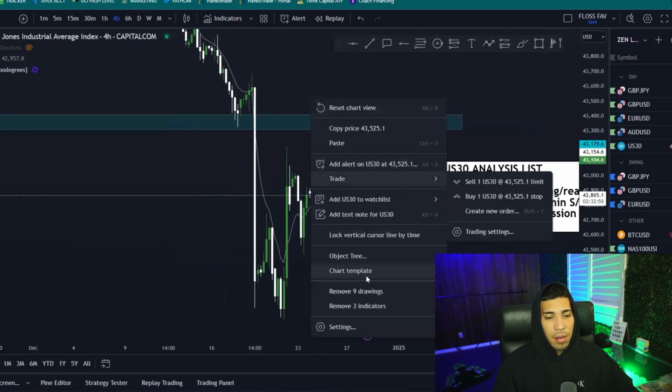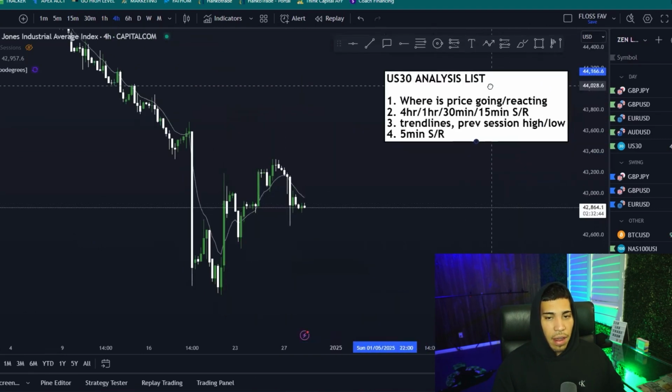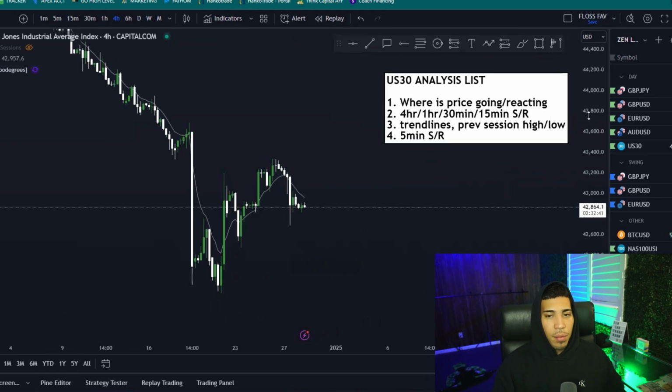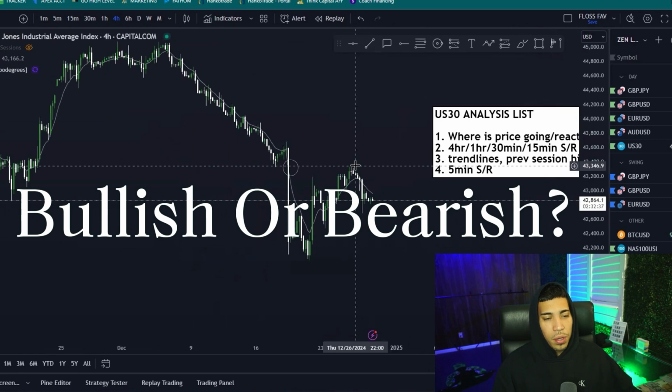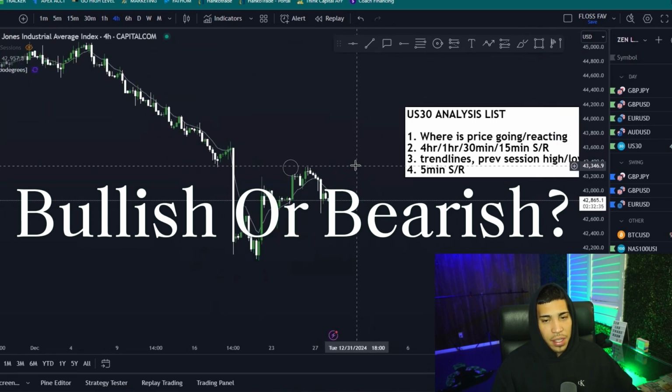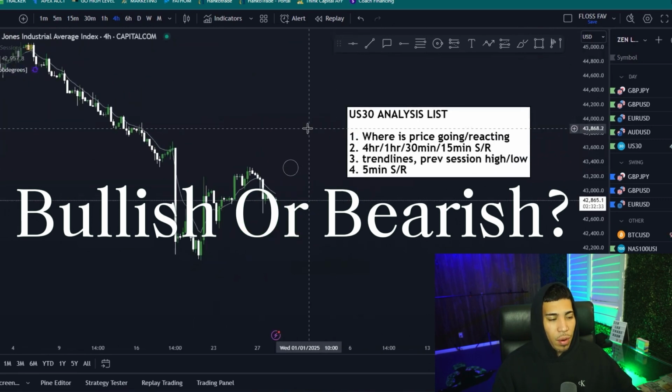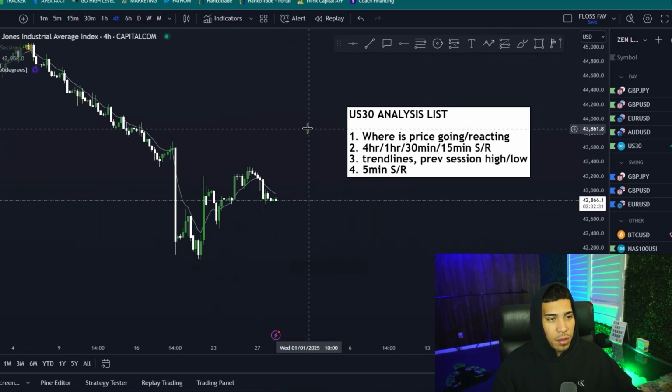So let's go ahead and delete everything off of here. Okay, so the very first thing we want to do is establish, is price making lower highs and lower lows, or is it making higher highs and higher lows? Because that's going to give us a bias as to where we believe price is going to go for the rest of the week by looking at the 4 hour time frame. Not that we won't take buys if we get some type of buy scenario setups on lower time frames, but just having an overview idea of where price is probably going to go.